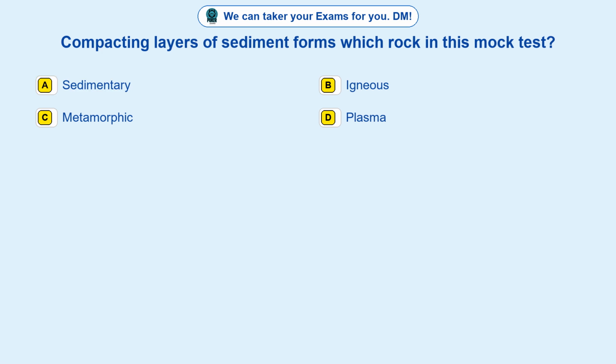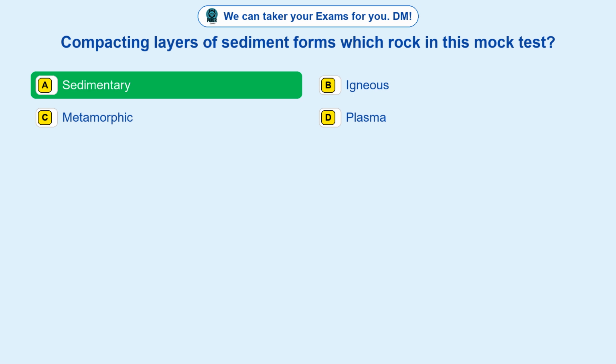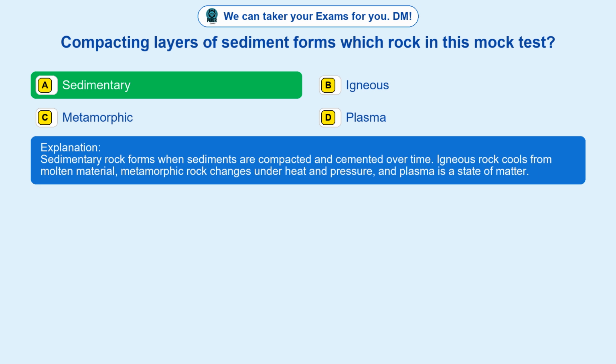Question 85. Compacting layers of sediment forms which rock in this mock test? Option A, sedimentary. Option B, igneous. Option C, metamorphic. Option D, plasma. The correct answer is option A. Sedimentary. Sedimentary rock forms when sediments are compacted and cemented over time. Igneous rock cools from molten material, metamorphic rock changes under heat and pressure, and plasma is a state of matter.